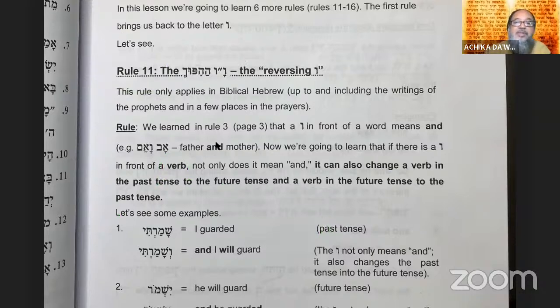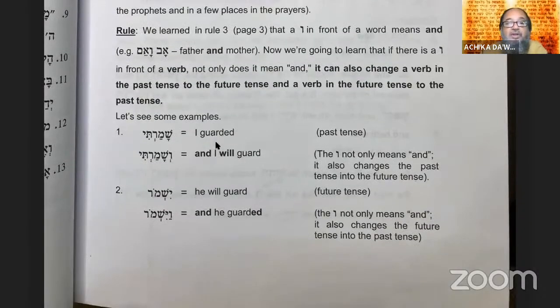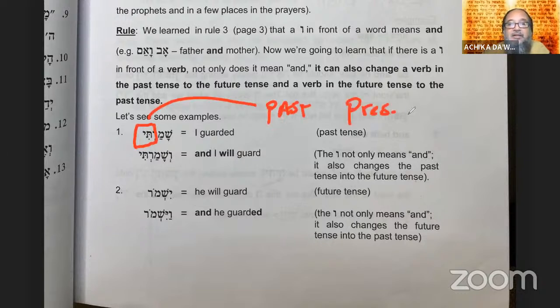The first example that they have here is this word called shamarti. We know that if you put a letter on the end of a word, it is in the past. I think I'm going to switch this color out because it's a little too bright. It's in the past. That's a past tense because it's on the end. Then we got a present. And then you got a future.